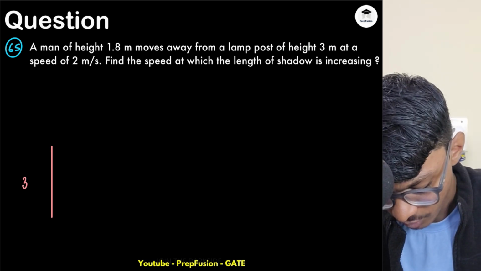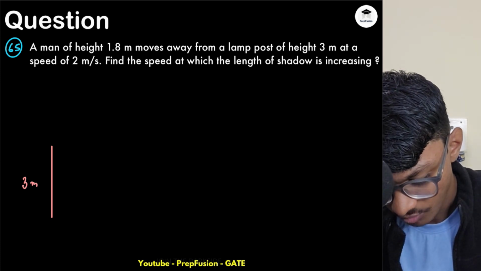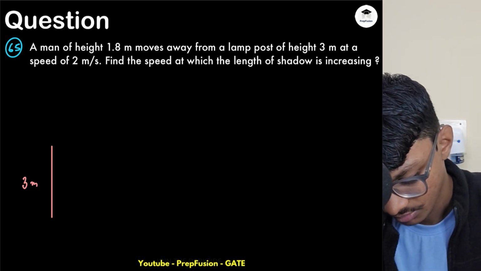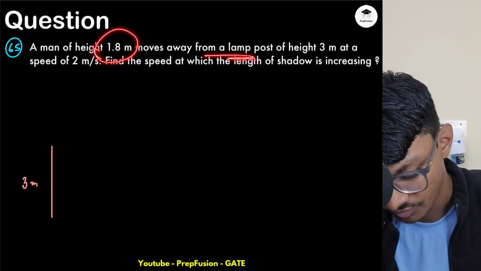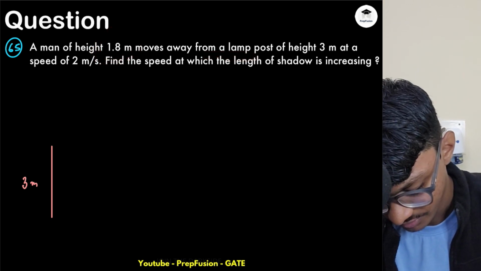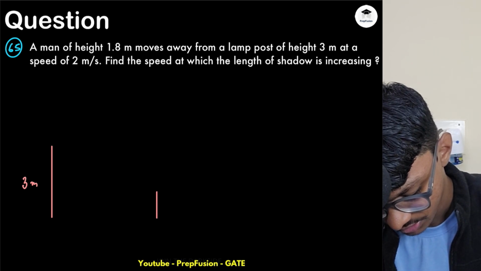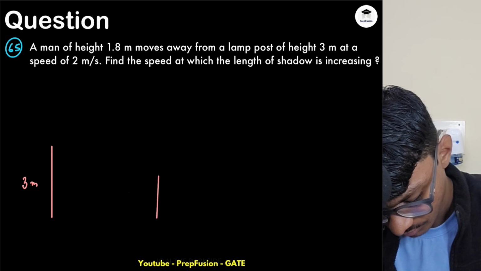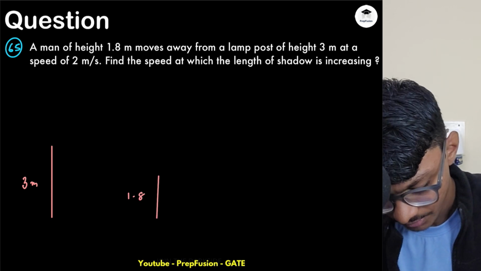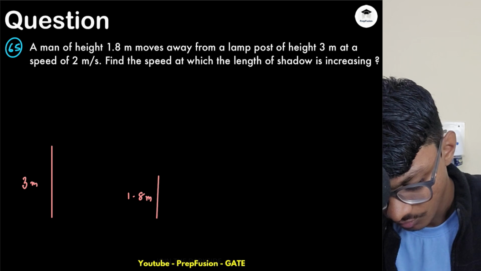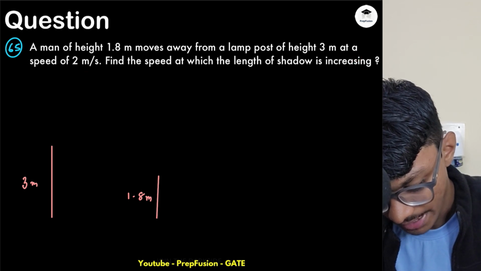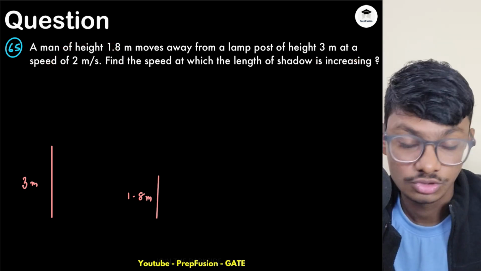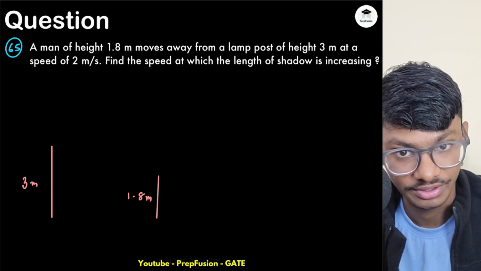So my lamp post is 3 meter and a man of height 1.8 is moving away. So I have this man of height 1.8 meters, and it will be something like this. Now what next? Then at a speed of 2 meters per second. So it is moving away at a speed of 2 meters per second.